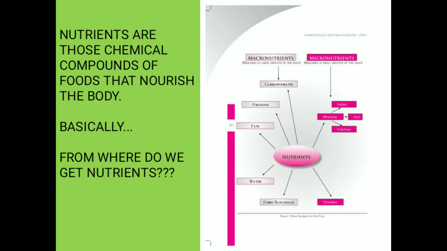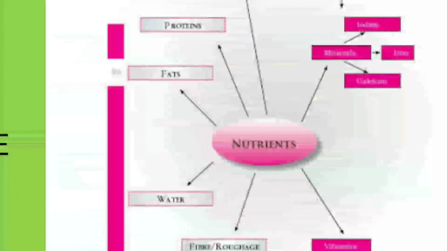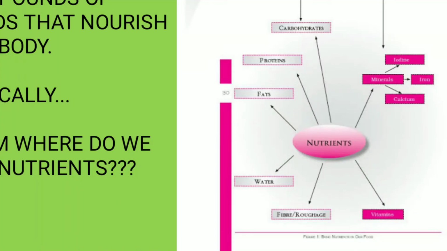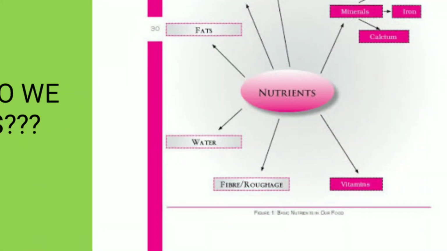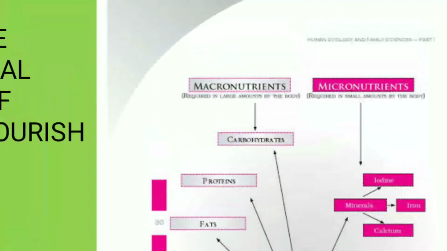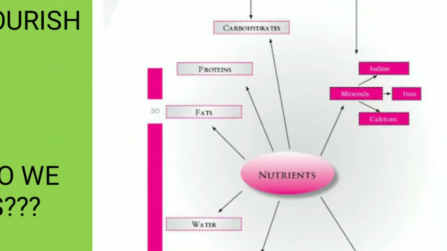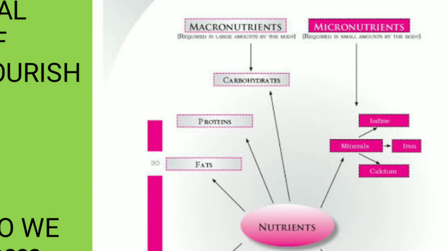So here you can see one of the important things: we can broadly divide the nutrients. One is the macronutrient, the other is the micronutrient. Okay, so in the macronutrients we have carbohydrates, proteins, and fats. In the micronutrients we have vitamins, minerals, etc. Like in minerals we have iodine, and also iron, calcium, etc.